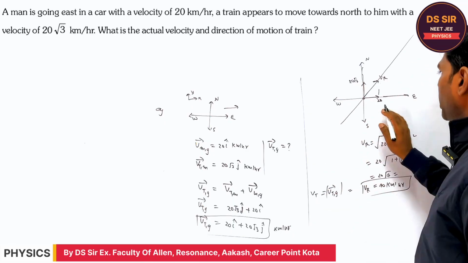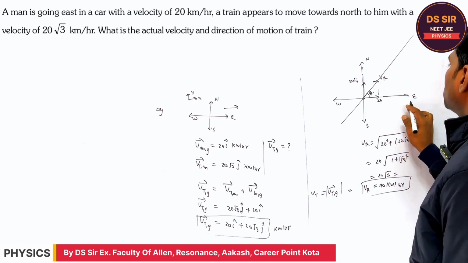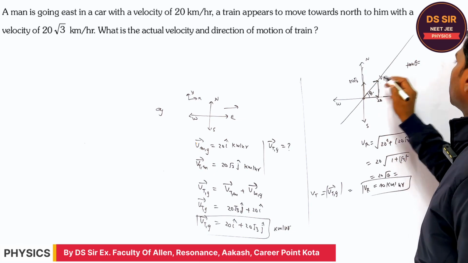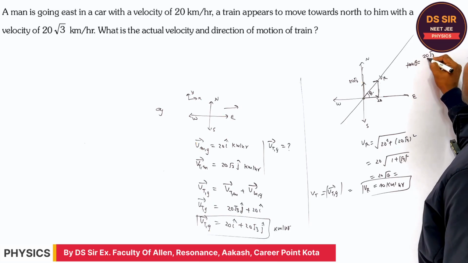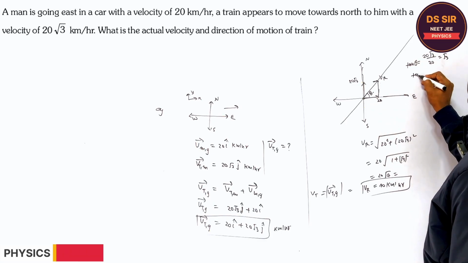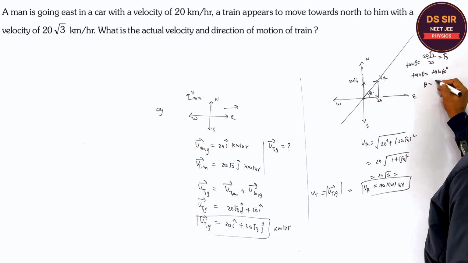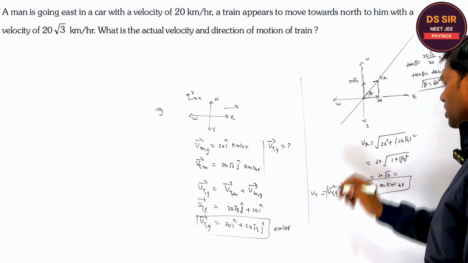Is it clear? And what is this angle? Suppose this is theta. So what is tan theta? Perpendicular 20 root 3 upon base 20 is equal to root 3. Tan theta is equal to tan 60 degree. Theta is equal to what? Say 60 degree. Is it clear or not?